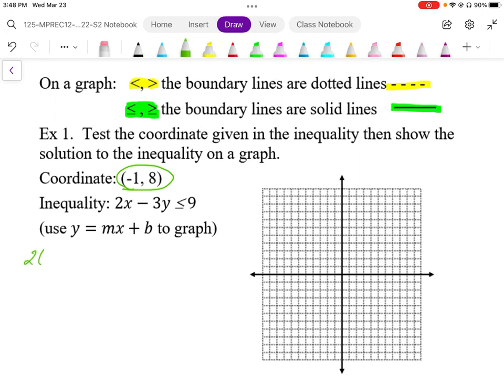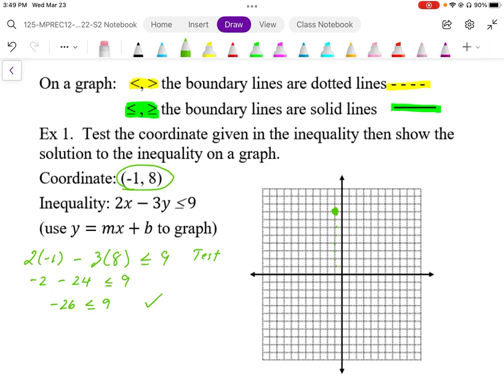So we get 2 times x is -1, minus 3 times y is 8, and we want to check that this is less than or equal to 9, and this is our test. So we get -2 minus 24 is less than or equal to 9. So we get -26 is less than or equal to 9. That's a check, so that is definitely part of our boundary area. Okay, so we're going to show that -1, +8, so 1, 2, 3, 4, 5, 6, 7, 8. That point there satisfies the boundary region.